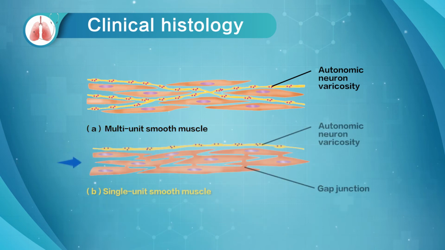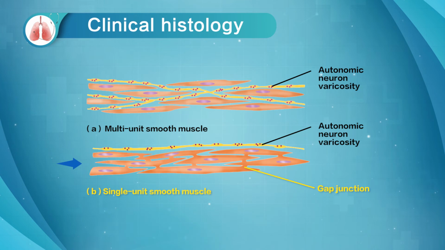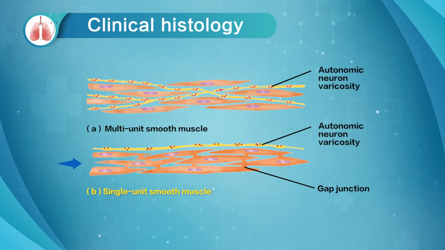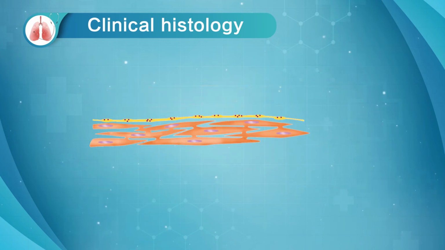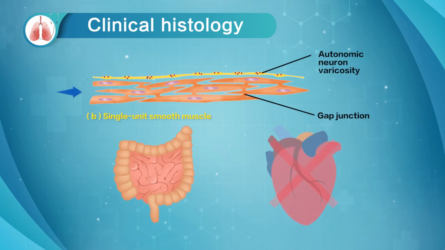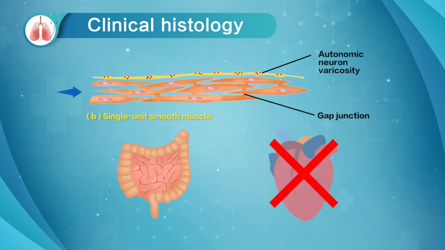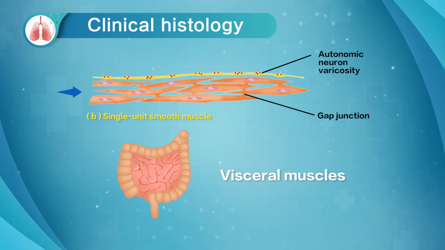In contrast, the single-unit smooth muscles are connected by gap junctions, as depicted in the lower picture. Thus, upon stimulation, the cells in single-unit smooth muscle respond simultaneously and contract synchronously or in a coordinated manner. This type of smooth muscle is found in the walls of visceral organs except the heart and is commonly called visceral muscle.